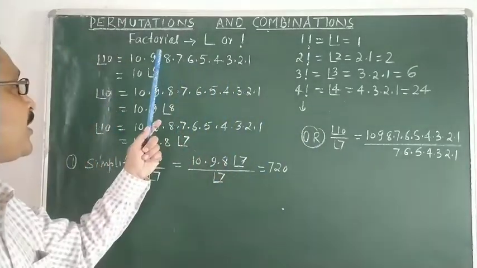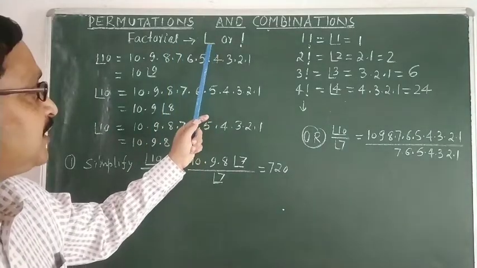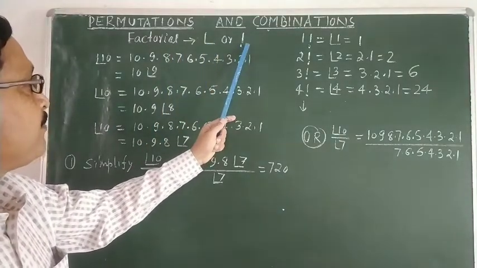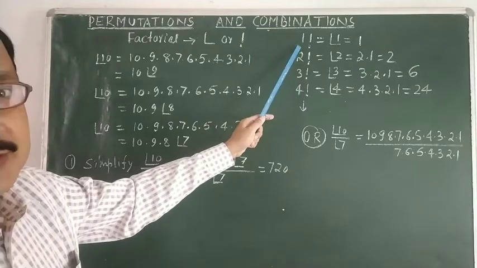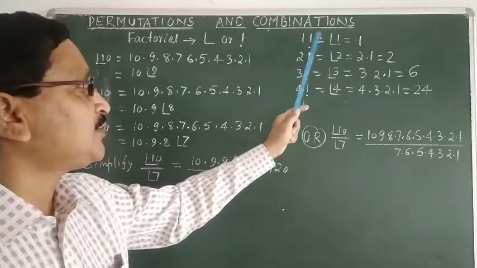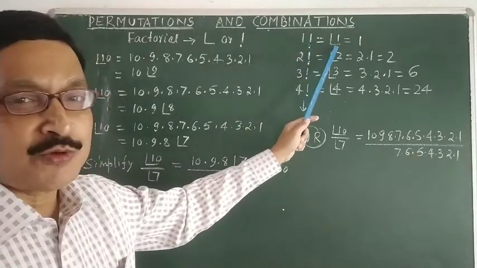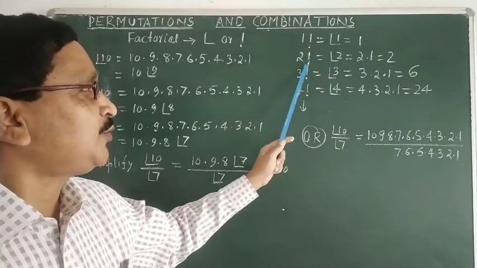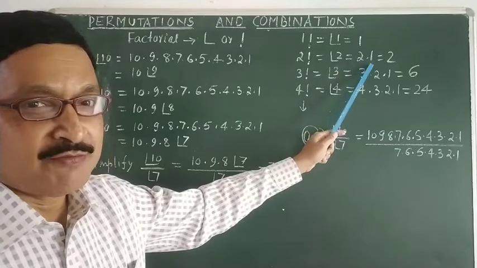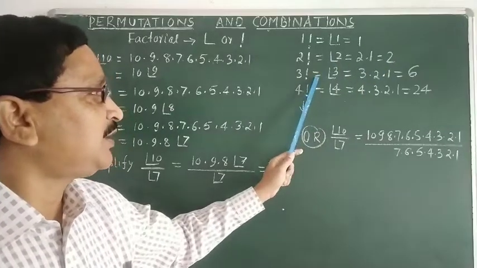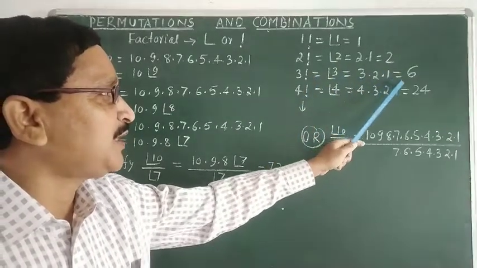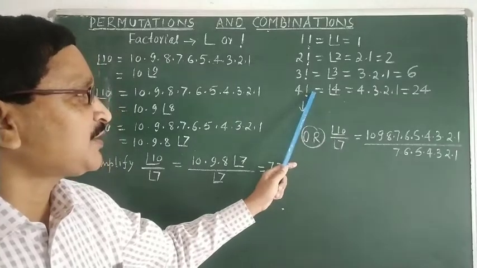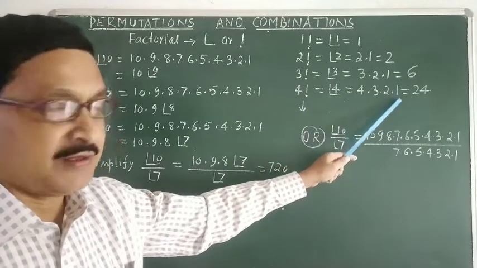So just see, factorial is symbolized by this or this. And the meaning of factorial: starting from factorial 1, this is simply 1. Factorial 2 is 2 multiplied by 1, which is 2. Factorial 3 starts from 3, 3 × 2 × 1, which is 6. Factorial 4 starts from 4, 3, 2, 1.